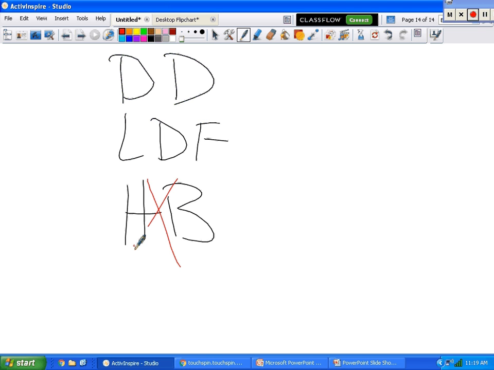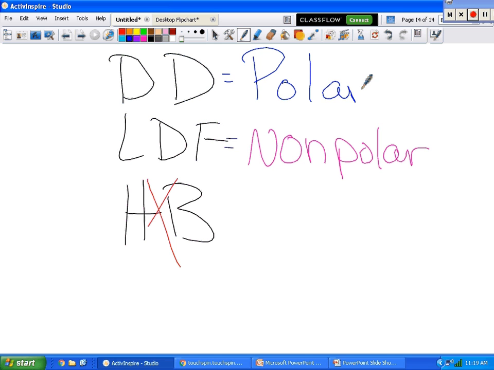Now, these two are very easy to distinguish between. If it's an LDF, a London dispersion force, that was only between what two types of molecules? Non-polar. Now, you just told me that NF3 was what? Polar. So dipole-dipole is always going to be between two polar molecules. So automatically, without even thinking, if you know those two facts, then you know this has to be what type of IMF? A dipole-dipole. Okay? That's a quick down and dirty thing of Lewis structures and molecular geometry.